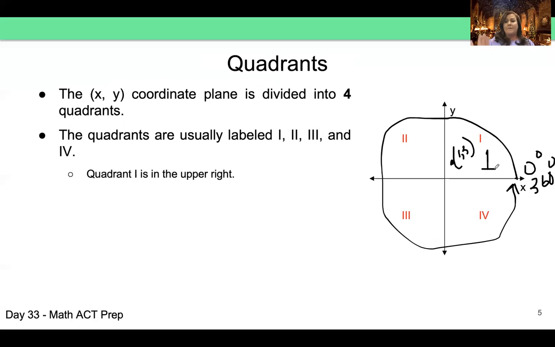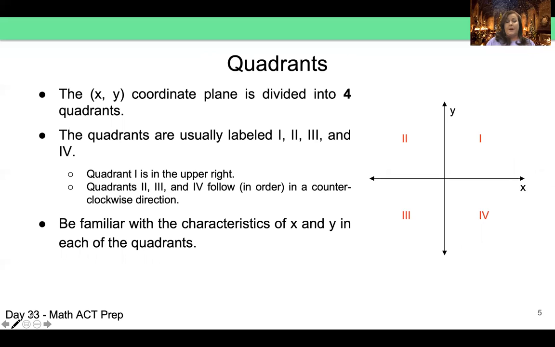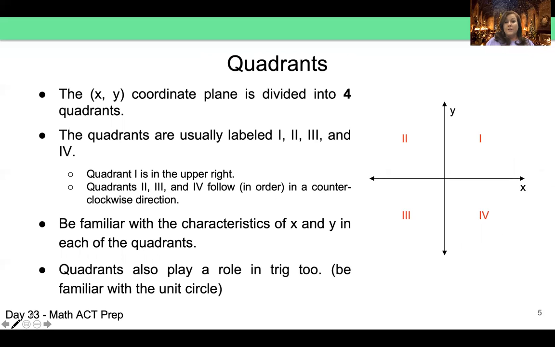Quadrant 1 obviously is upper right. Quadrants 2, 3, and 4. And you need to be familiar with the characteristics of each quadrant. Okay? What are those characteristics?